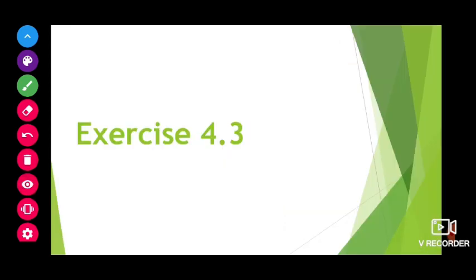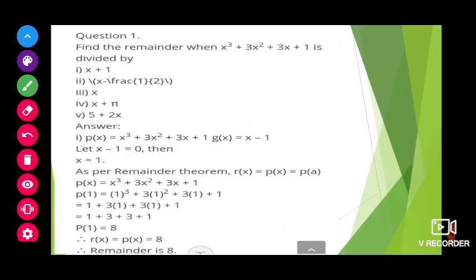Next, exercise 4.3. First one: find the remainder when x cube plus 3x square plus 3x plus 1 is divided by x minus 1. As I told you already, when we want only the remainder, there is no need to go for the long division method. Directly, this is the dividend and this is the divisor, x minus 1.